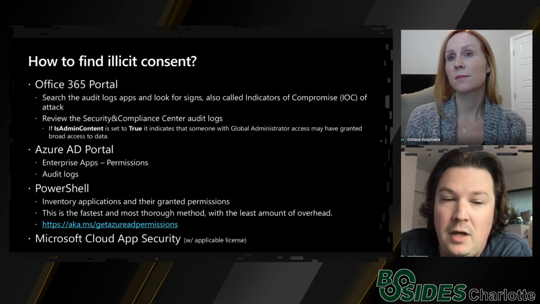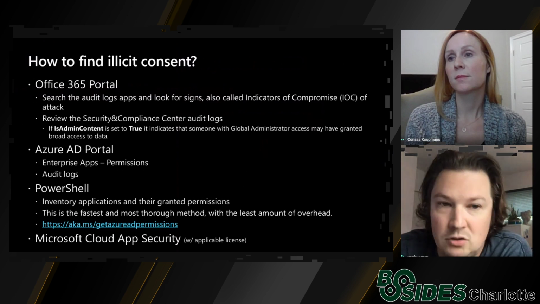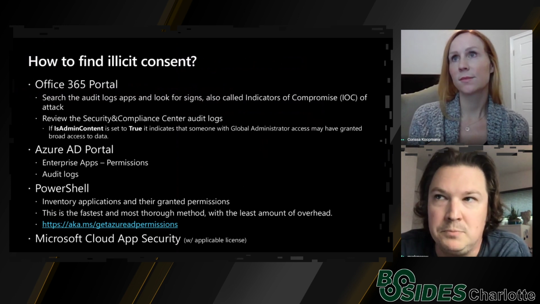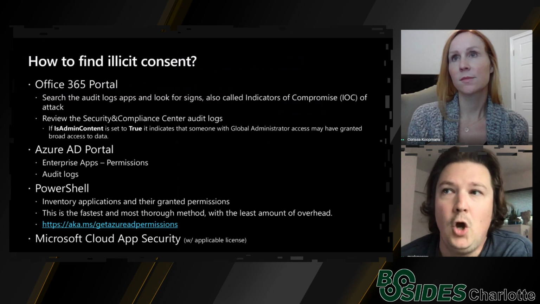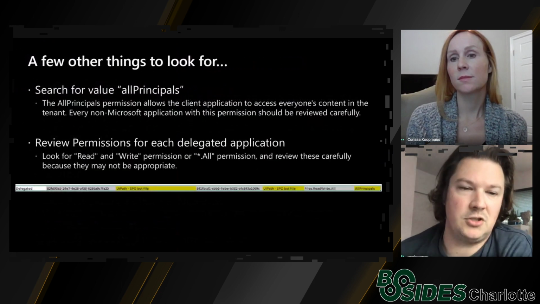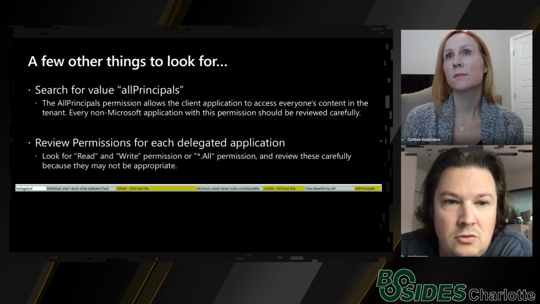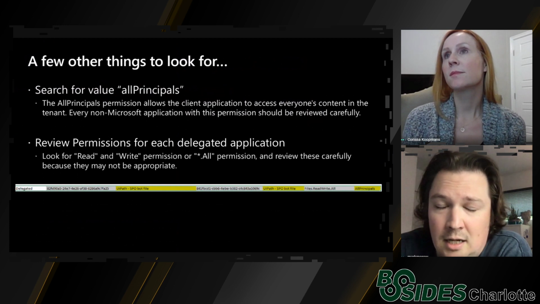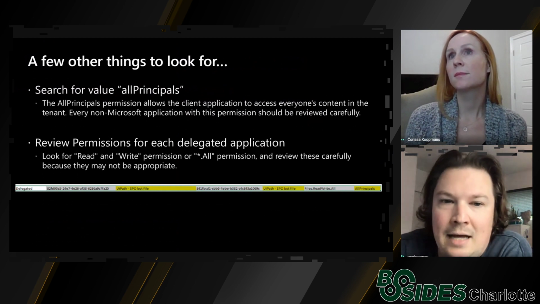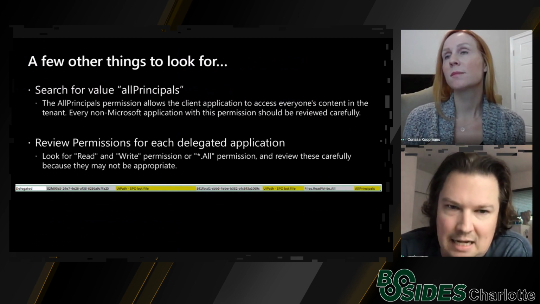If you also have Microsoft Cloud App Security, which is part of our CASB solution, that can also be used to look for high privilege permissions. So once you run this script, and Chris is going to show you this in a demo, what should you look for? First of all, look for anything that has all principals. This means it's applying to all users in the tenant. So any of those non-Microsoft apps, like Exchange Online, is going to have this, SharePoint Online.